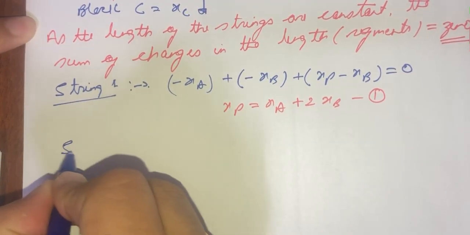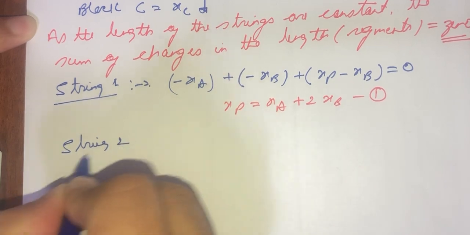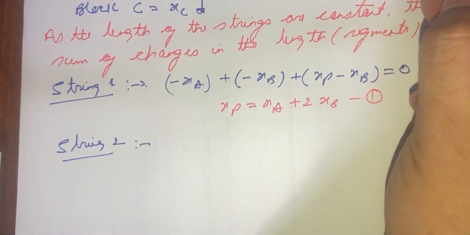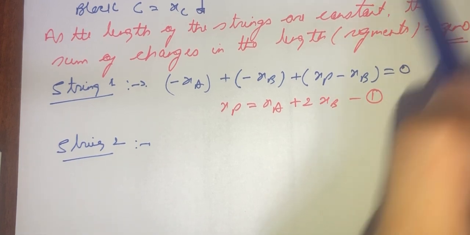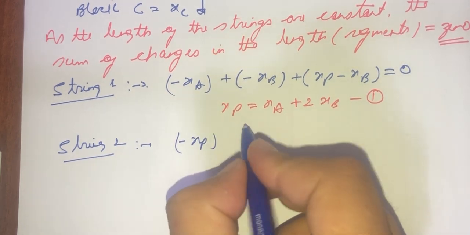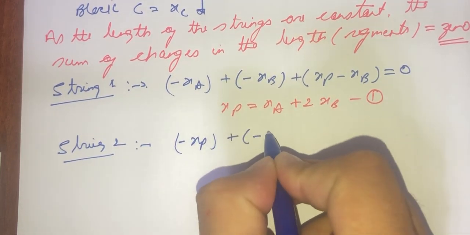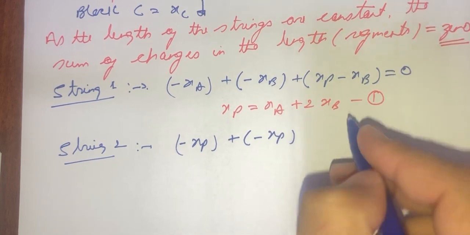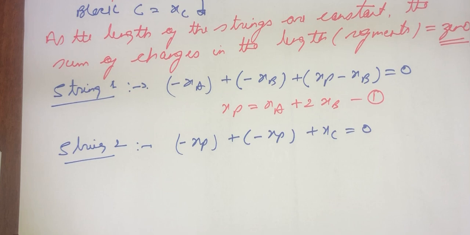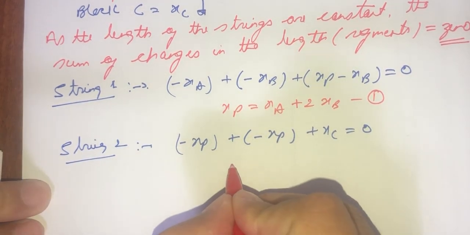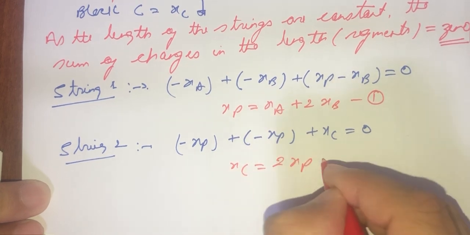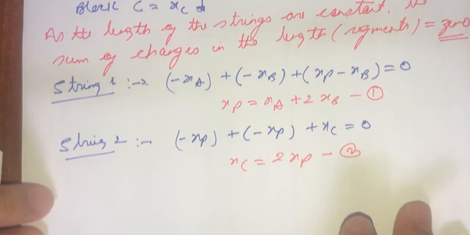For string 2, now we have minus XP, minus XP, and XC is in downward direction, so plus XC is equal to 0. So from here we get XC is equal to twice of XP. Let us call this equation number 2.